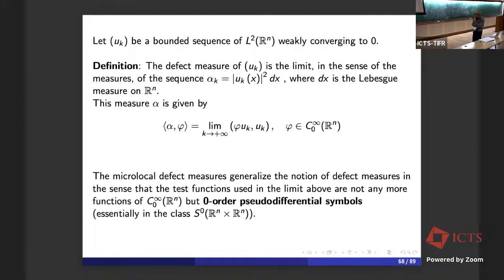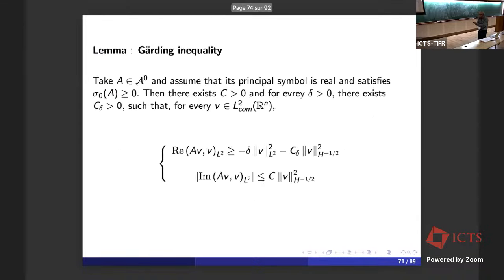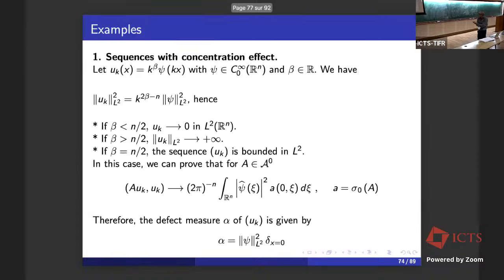The idea for microlocal defect measures is to replace the function test phi of x by a pseudo differential symbol of order 0. Why? Just, I will go to the examples and I will come back after.